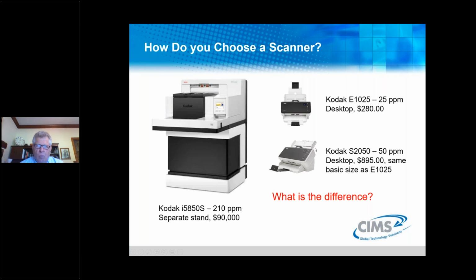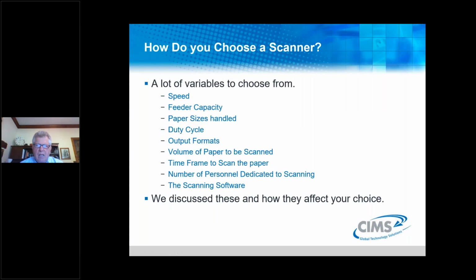How do you choose? What is the difference between the scanners? It's pretty obvious why you choose or don't choose a big scanner like this, but you have a lot of options here in what we call the small to medium range market. How do you choose that right scanner? There's a lot of variables to choose from: speed, feeder capacity, the paper sizes that the scanner handles. One of the ones that most people don't think about is the duty cycle. In a small office, it doesn't mean a lot, but in a larger office, it can mean the choice of one scanner versus another. What kind of output formats is it providing?